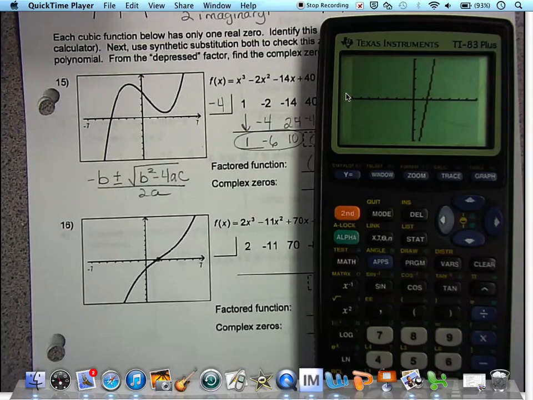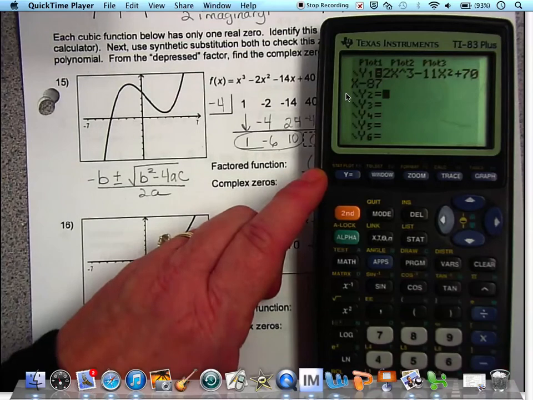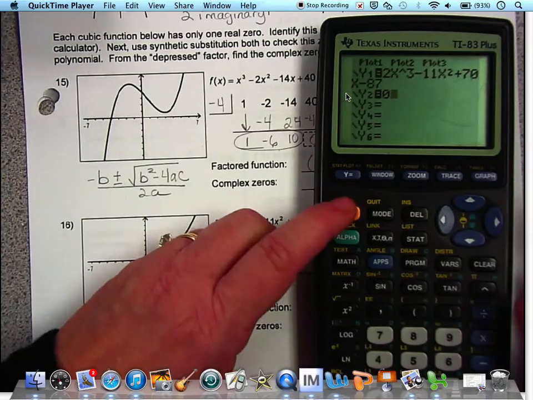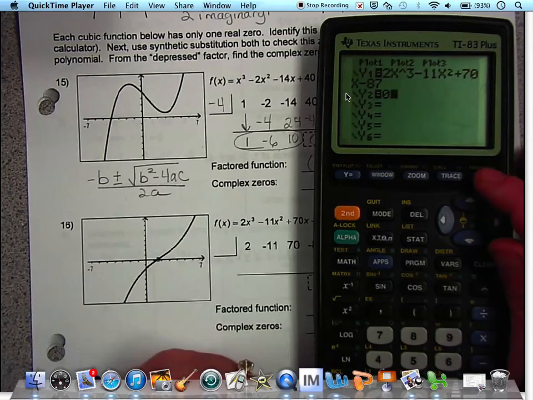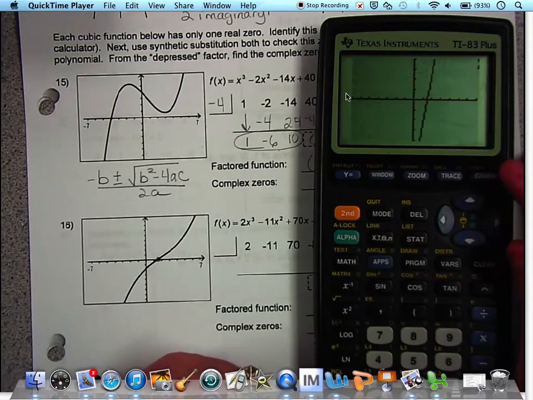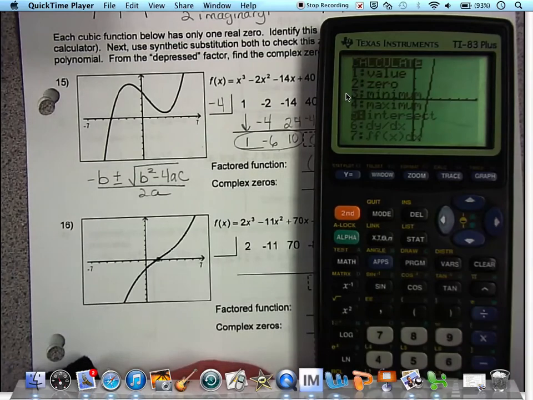Mine doesn't show on the graph. You have to put 0 for y too. Yes, you do. You gotta put 0 in. It's 1.5. Probably your window isn't set well. Anybody get it yet? 1.5. Oh, I found it.